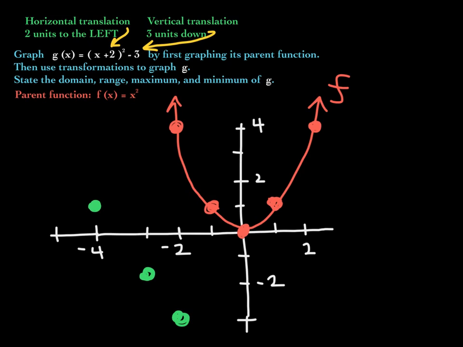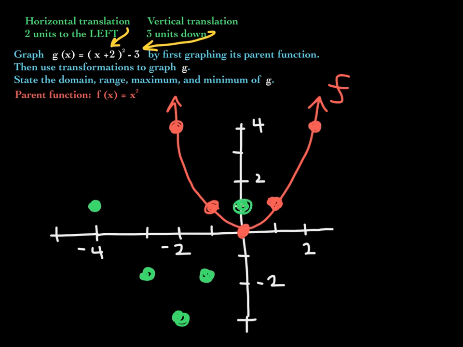1, 1. 2 units to the left, 3 units down. Drops you off at -1, -2. Finally, 2, 4. 2 units to the left, 3 units down. Drops you off right on the y-axis at 0, 1.